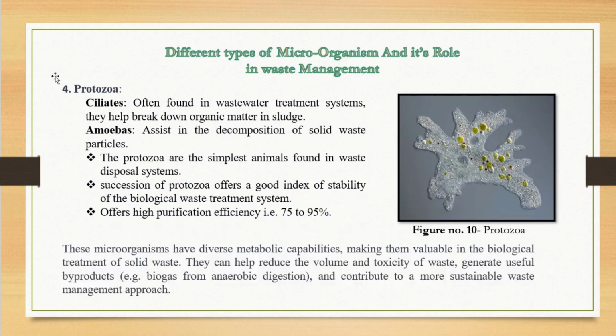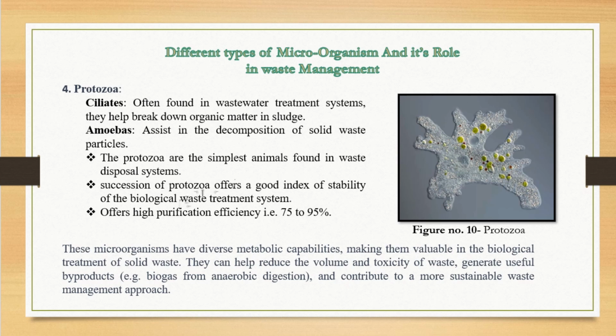Fourth one is protozoa. Protozoa is basically of two types, ciliates and amoebas. What are ciliates? Often found in wastewater treatment systems, they help break down organic matter in sludge, and they also assist in the decomposition of solid waste particles. The protozoa are the simplest animals found in the waste disposal system.